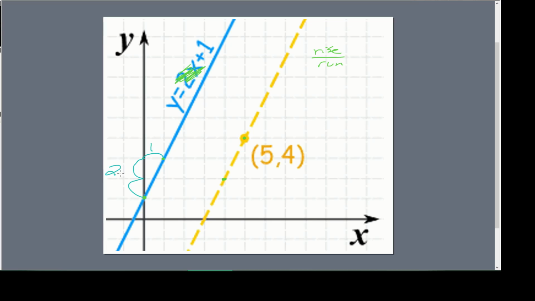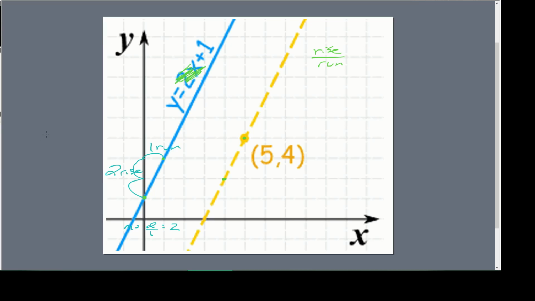So my rise is 2 and my run is 1. So rise over run is 2 over 1, which means my slope is equal to 2 over 1, which is just equal to 2. If you look at this, you can see that our original slope was 2x, so our slope was 2, because m is substituted for 2, or 2 is substituted for m.